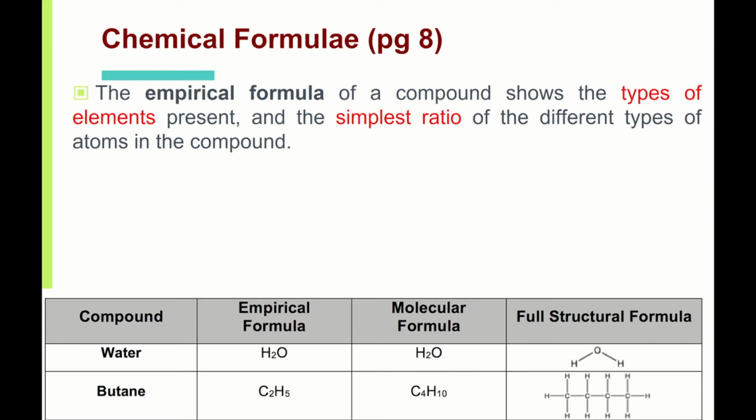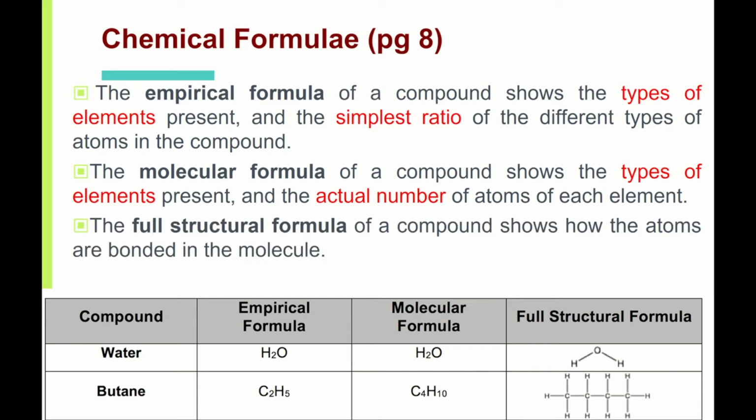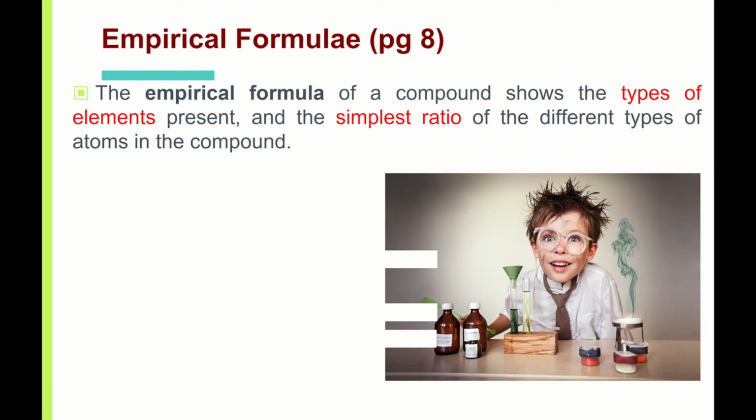So what it tells me is that butane contains carbon and hydrogen. It tells me what it contains, and this is the simplest ratio. Whereas molecular formula tells me the types of elements and the actual number. So actually, butane has 4 carbon and 10 hydrogen. This is the actual number. Then the full structural formula just tells me how they are bonded. Empirical formula is from experiment. I do an experiment and then I find the percentage composition, which gives the simplest ratio.